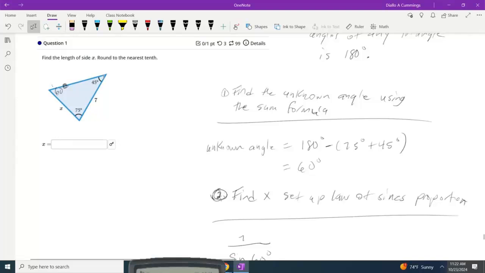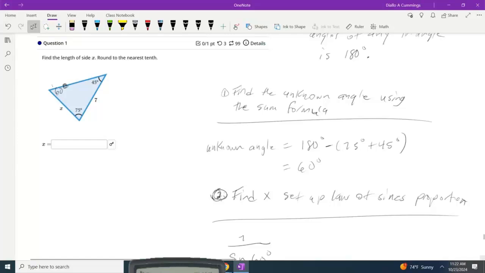I have no idea where that's coming from. Oh, I hit this with my foot. I didn't even know that was in there.